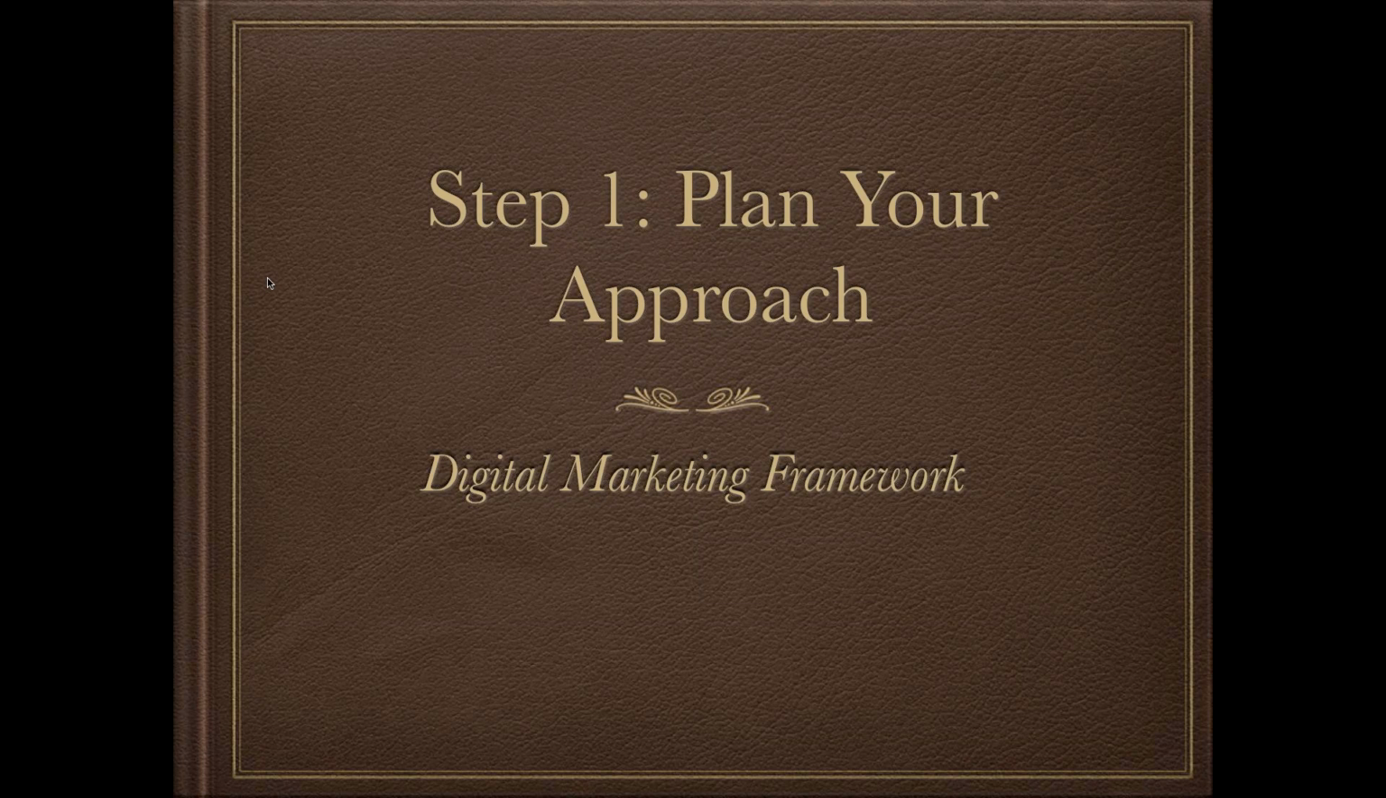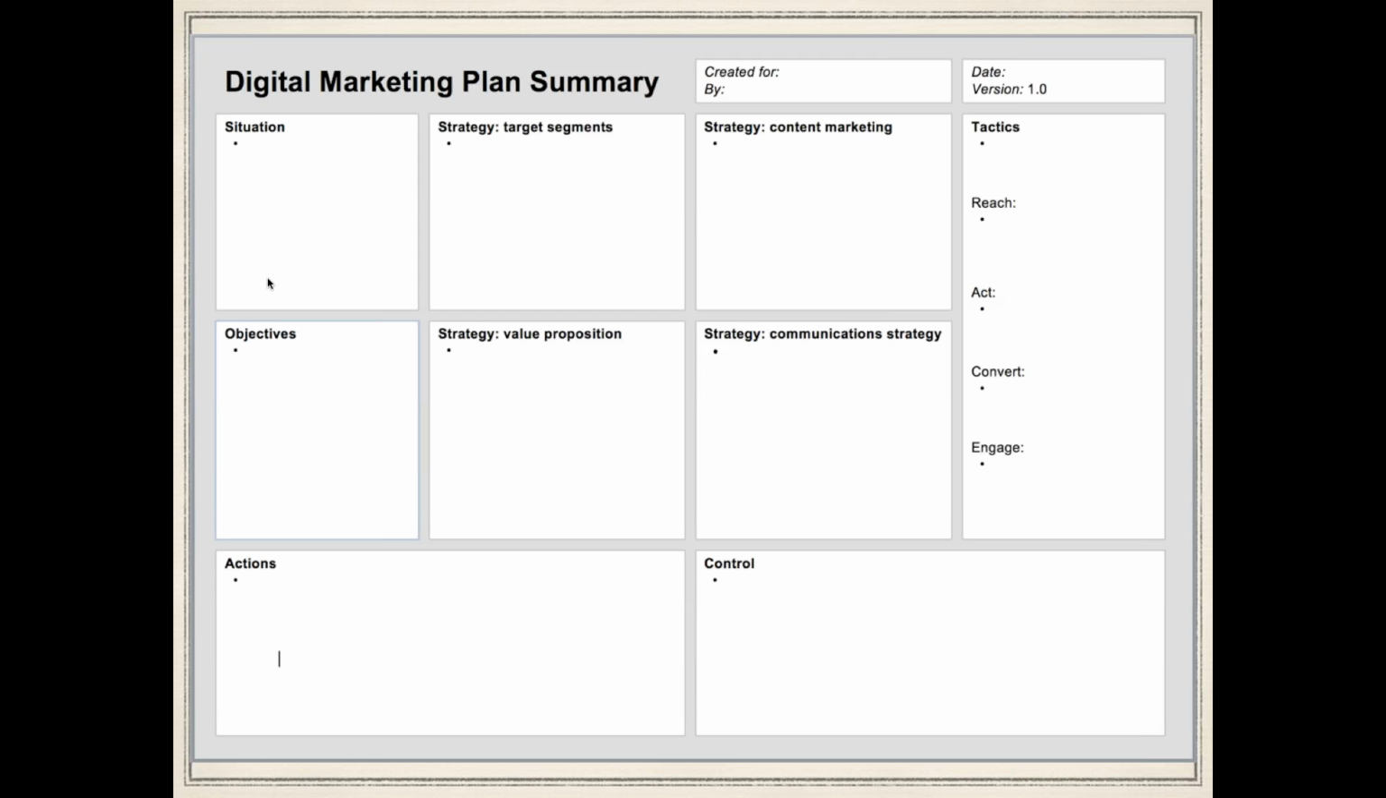Before we start there, let's start with planning your approach. That's the framework itself, so that's the first step. The approach we're going to use is a nine-box SOSTAC infrastructure, which I just showed you. It looks like this when it's all said and done. This is a blank one. Here's a digital marketing plan summary using the SOSTAC framework.